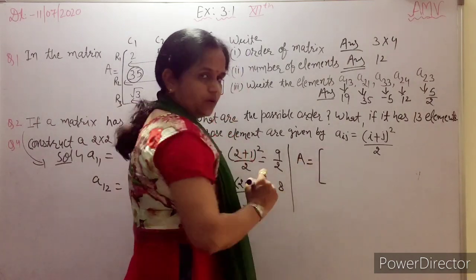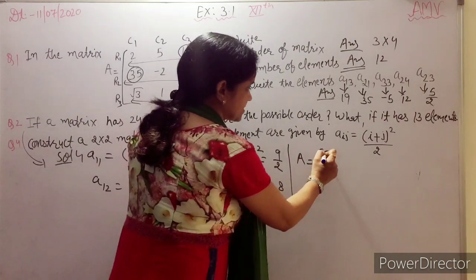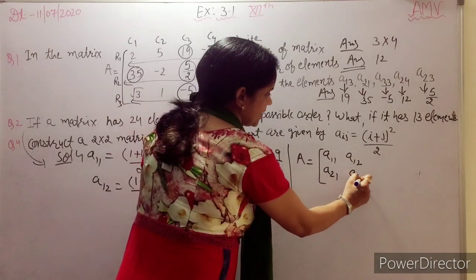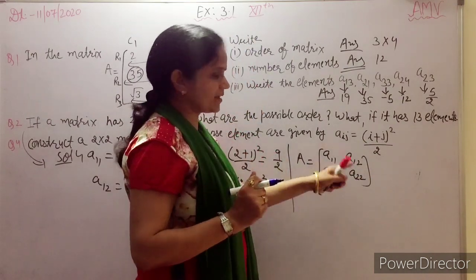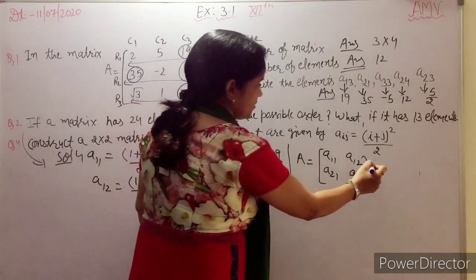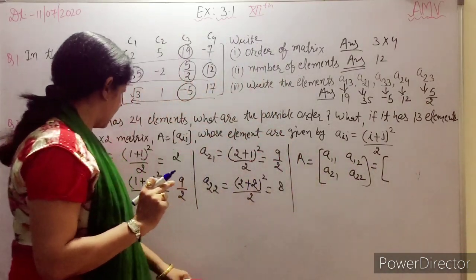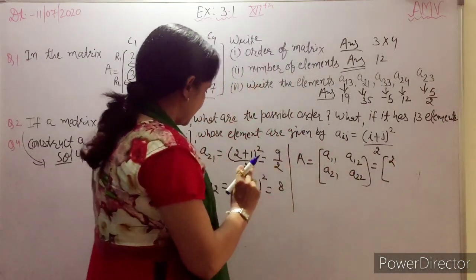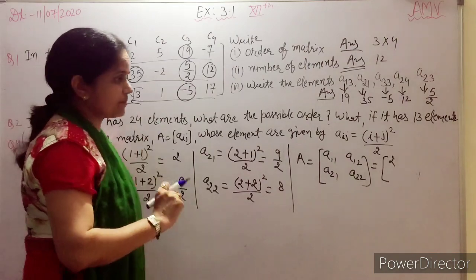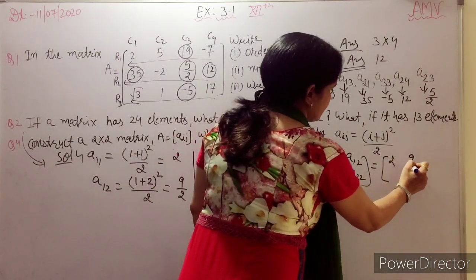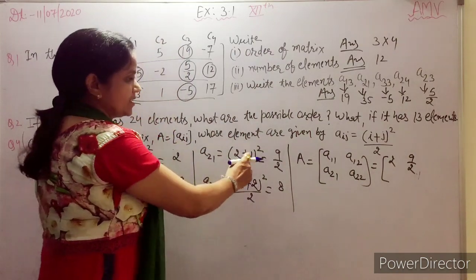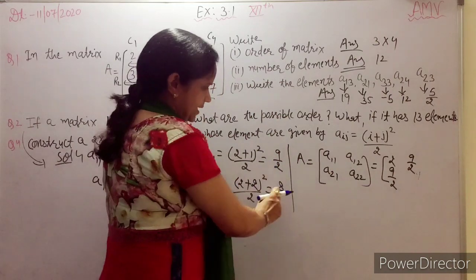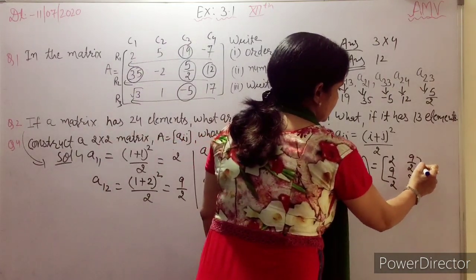A is equal to a 2 by 2 matrix, student. It's A11, A12, A21 and A22. Okay. So write the values of the elements. Here A11 is 2. Write here 2. A12 is 9 by 2, so write here 9 by 2. A21 is also 9 by 2. Write here 9 by 2. And A22 is 8. Okay.